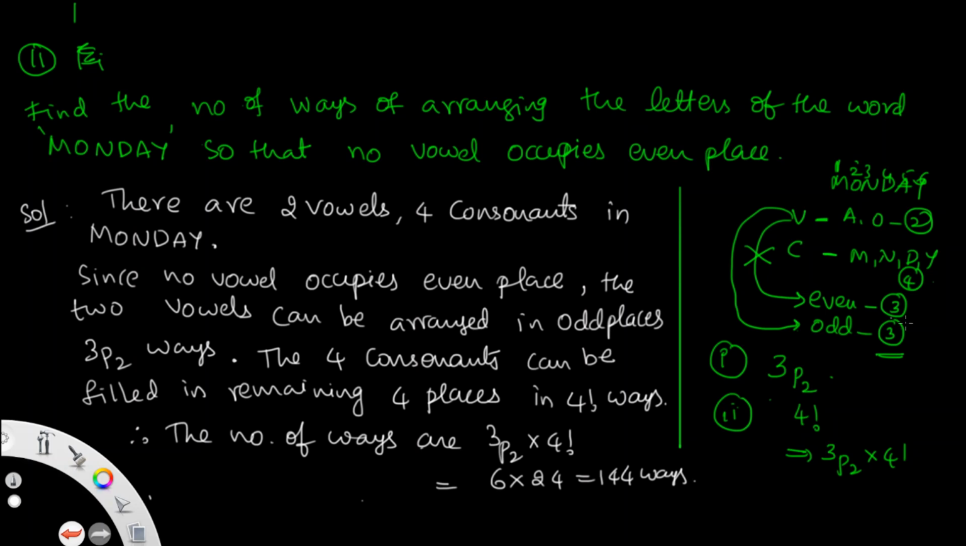This is the rough idea. So write all those. There are two vowels and four consonants in the given word Monday. Since no vowel occupies the even place, the two vowels can be arranged in odd places in 3P2 ways, and the four consonants can be filled in the remaining four places in 4 factorial ways. Therefore the number of ways is 3P2 into 4 factorial, that is 144 ways.